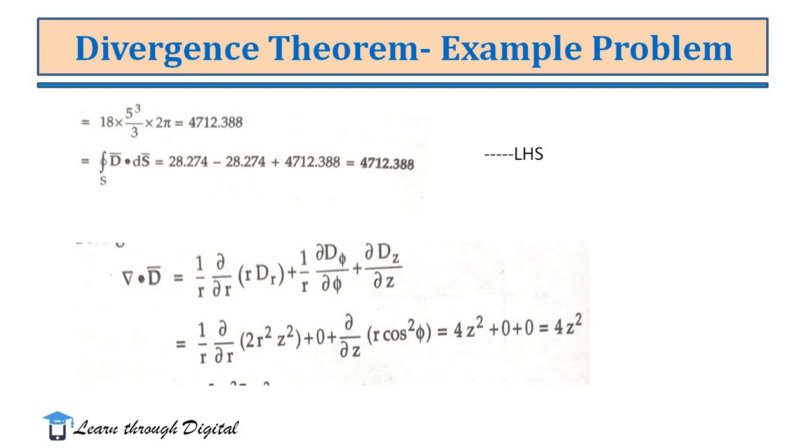Next, I am going to evaluate the right hand side. In the right hand side, first we have to find the divergence of the given vector function. So here the D vector is in cylindrical coordinate system. We know how to write the divergence of any vector function in cylindrical coordinate system. So del dot D vector is equal to 4z².